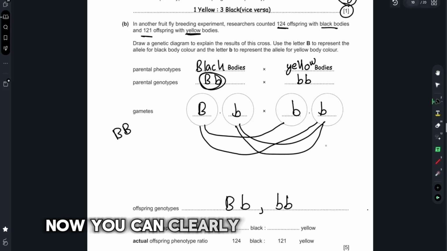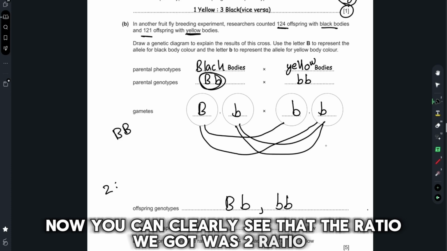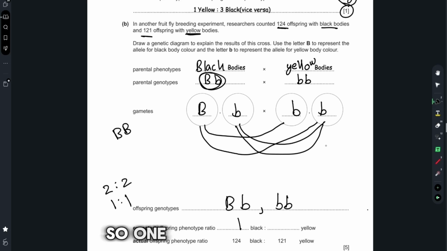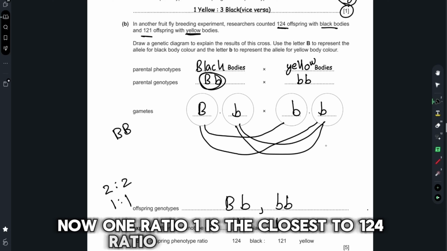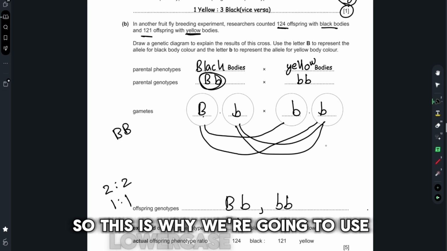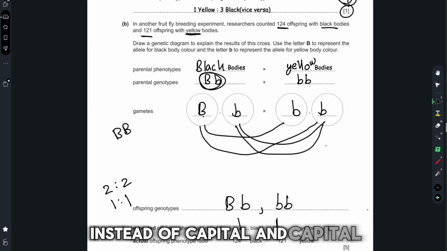Now you can clearly see that the ratio we got was 2:2, which when simplified down will give us 1:1. So 1:1 is our ratio. Now 1:1 is the closest to 124:121. So this is why we're going to use lowercase and capital instead of capital and capital.